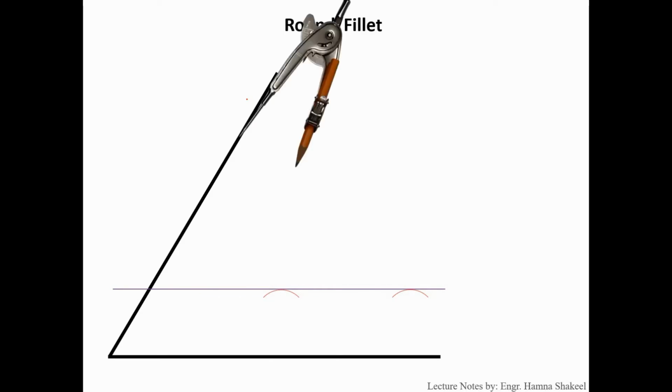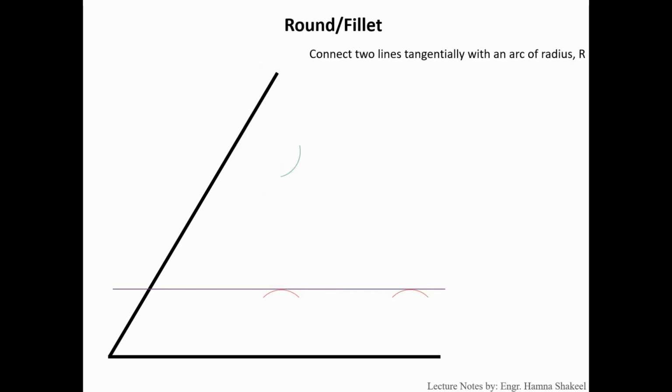So take your compass and now place it on this line. Let's call it AC. Place it at any point on AC. The opening of the compass shall be equal to R, the required radius. Draw an arc. Then place your compass at another point on the line AC and draw another arc. Once you're done, connect these two arcs with a line.